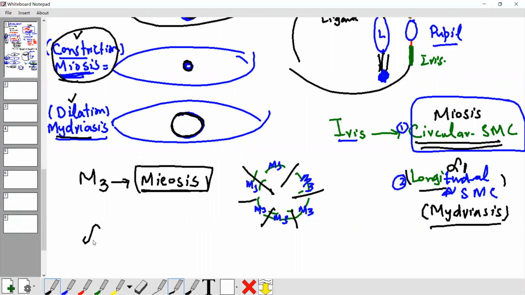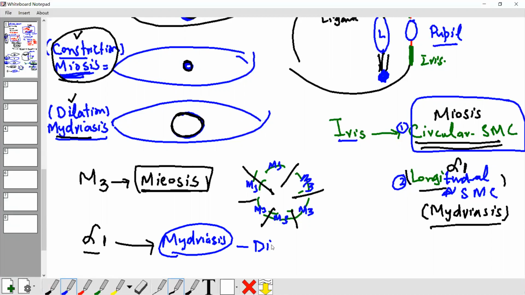So if you use the alpha 1 receptor to cause contraction, what happens inside the eye? The smooth muscle of the iris contracts. What happens? Mydriasis. Clear or not? Yes, sir. What is mydriasis? Dilation of the pupil. What is meiosis? Constriction. The pupil becomes very small in size; in mydriasis, it becomes bigger.